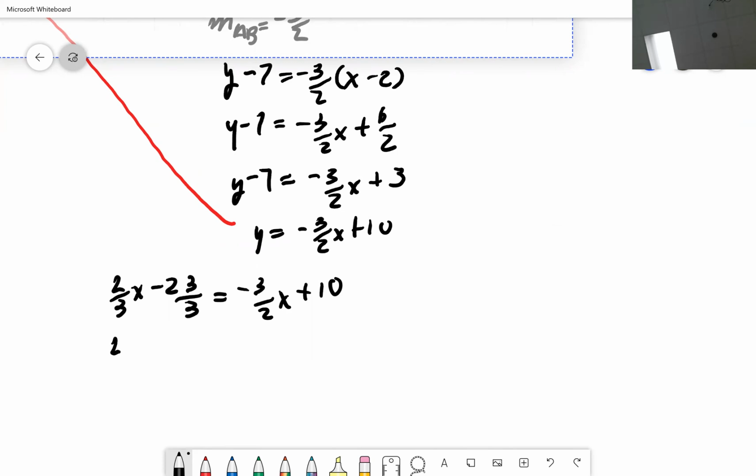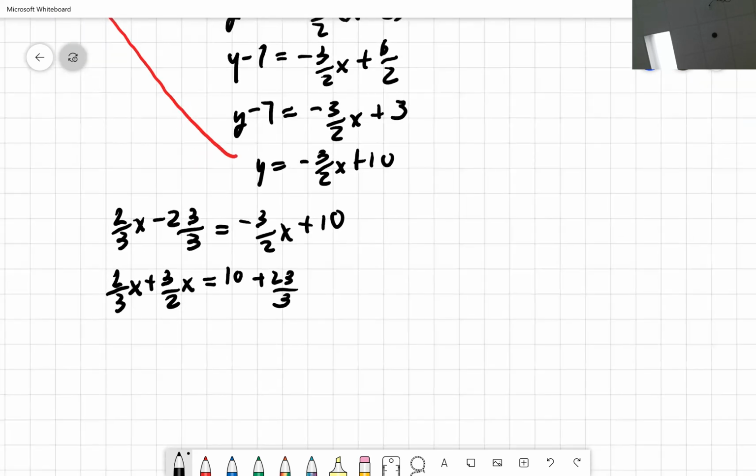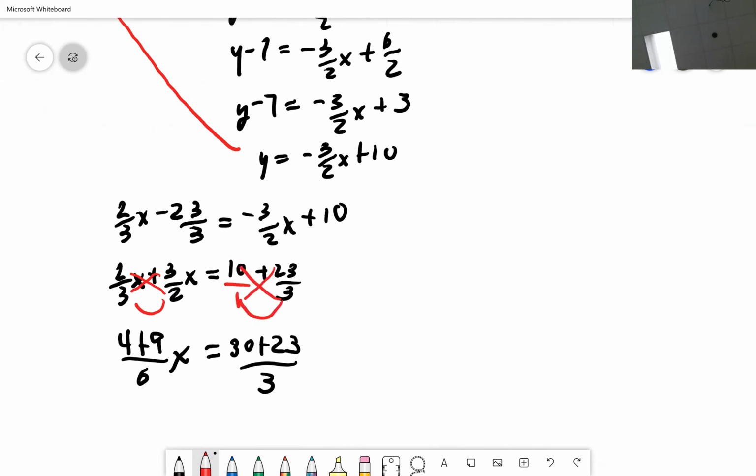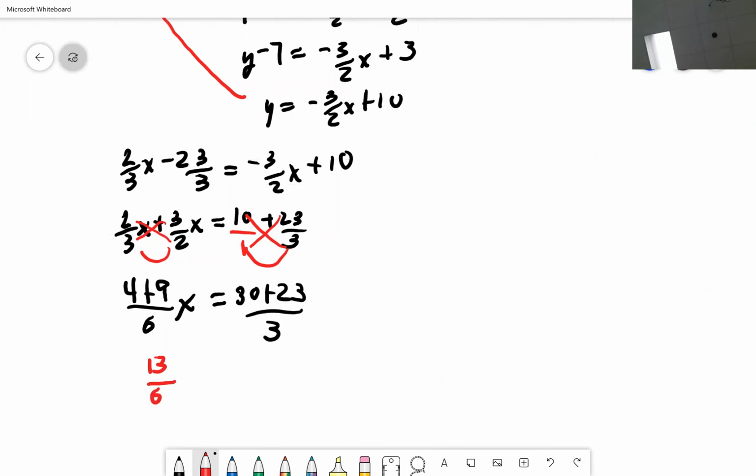All right, so it's super simple. It's 2/3 x plus 3/2 x must equal 10 plus 23/3. You saw what I did there? 2 times 2 is 4. 3 times 3 is 9. 3 times 2 is 6. And the other side is 30 plus 23/3. I'm doing crisscross happy face. So that's 13/6 x equals 53/3. Multiply by the reciprocal.